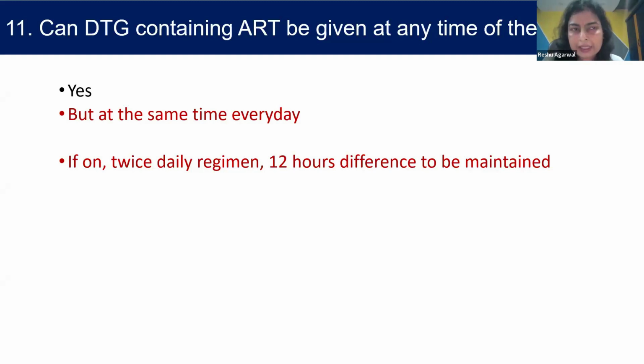This is a very important part of the counseling. Whenever you are deciding and telling the caregiver or the parents when to take ART, just fix a time according to the schedule of the child and the caregiver so that it is convenient for them, but ask them to maintain that time every time they take the drug. And if the child is on a twice daily regimen, suppose AL 60/30 or ZL has to be given, then we have to ensure that there is a 12 hours difference between the two dosages.